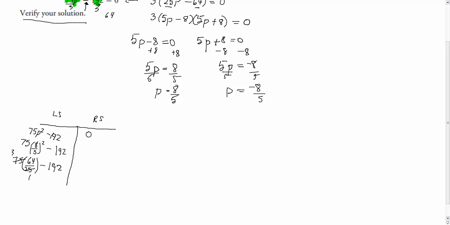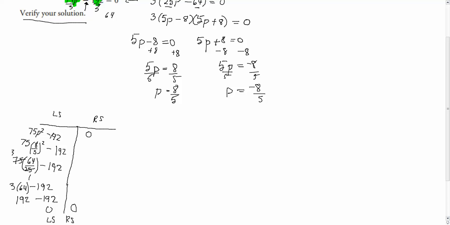I'm left with 3 times 64 minus 192. Well, 3 times 64 is 192. Subtract 192, giving me 0. And so clearly, my left side equals my right side, and so I have verified this solution.